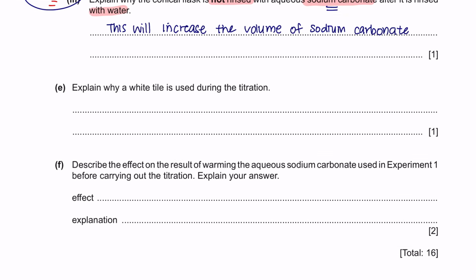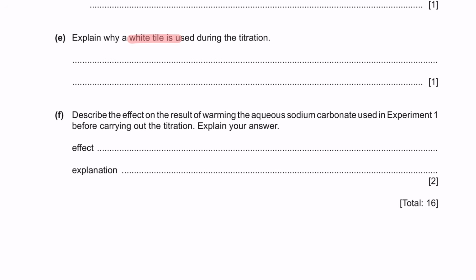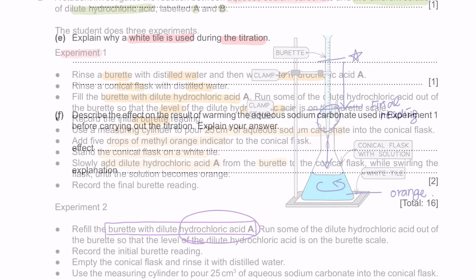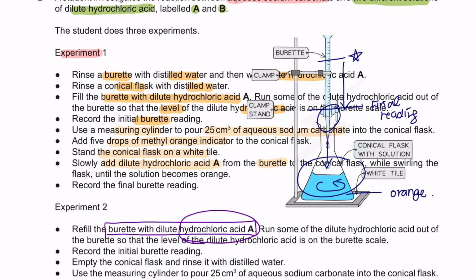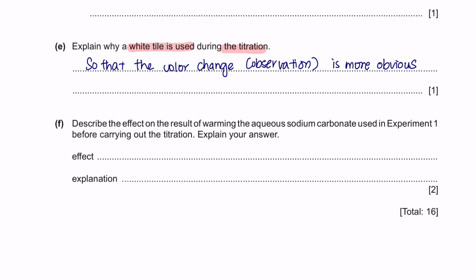Next, question E. Explain why a white tile is used during the titration. As you can see, the beaker here is being placed on top of a white tile. Since this question is to observe a color change, placing a white tile is going to make it easier to see when the color change happens.